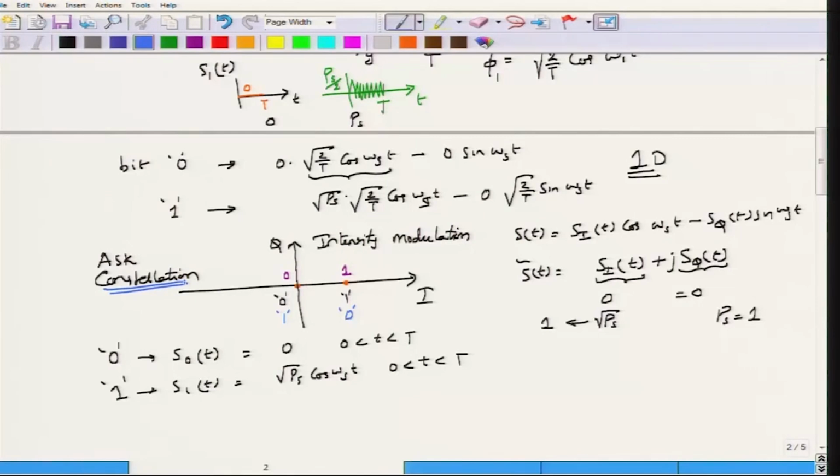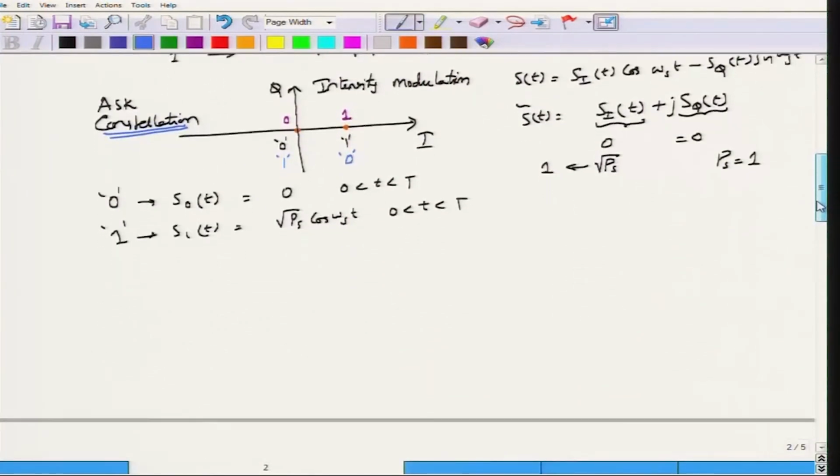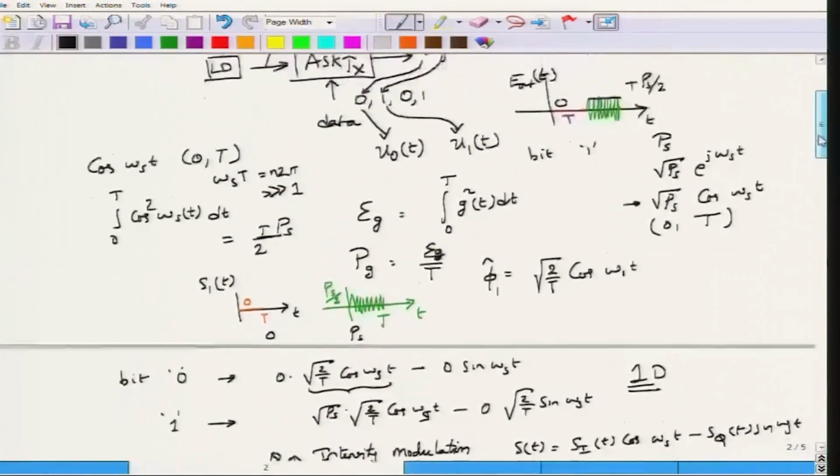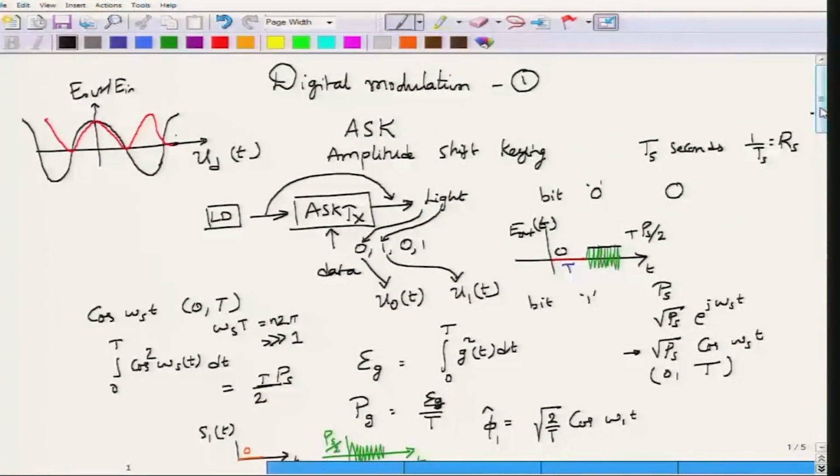Let us move on from this intensity modulation. Now, before moving on, let me ask you, what should be the corresponding values in terms of the implementation of this one? Well, we have already seen that one.